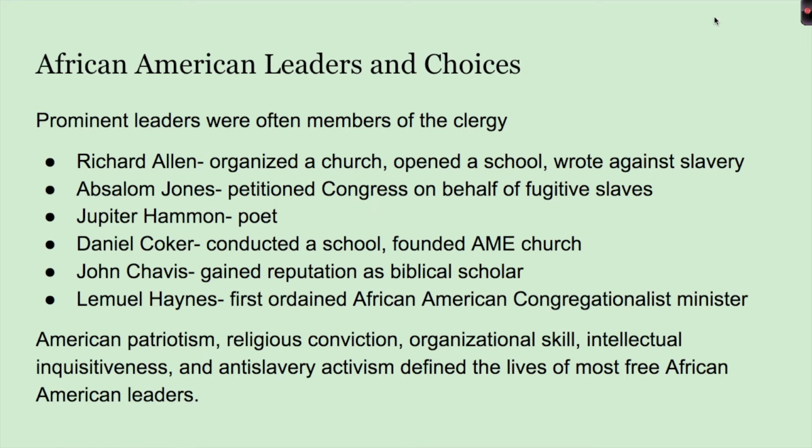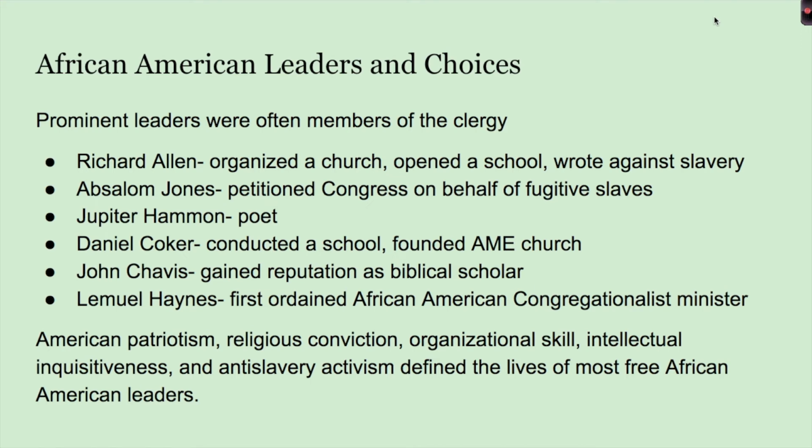John Chavis served on the Patriot side of the war during the American Revolution, and he gained his reputation as a biblical scholar. And then Lemuel Haynes, who was the son of a white mother and an African American father. He served with the Minutemen and Continental Army. He spoke out against slavery, and in 1780 he became the first ordained African American Congregationalist minister, serving as a pastor to white congregations.